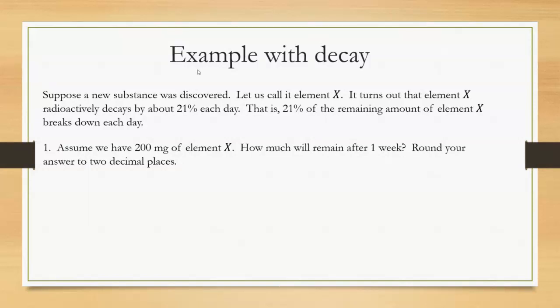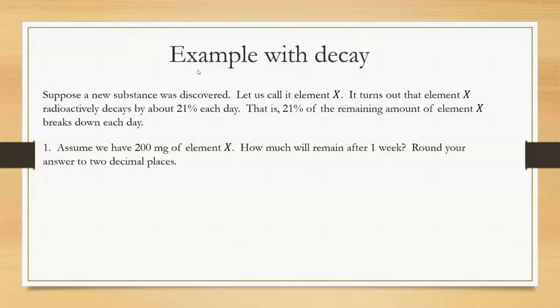You know, there are elements that can radioactively decay. They radioactively break down. There is something called half-life. The book does not cover half-life, but it is something that comes up in the sciences, and it is based on exponential functions. Okay. But so this is an example I just made up.